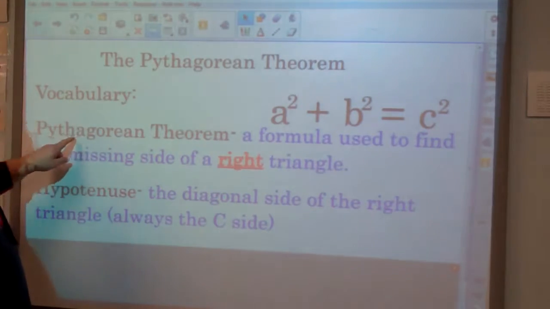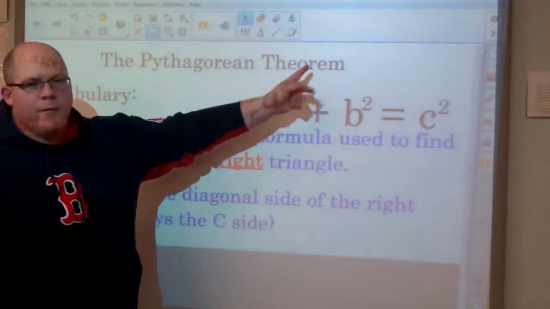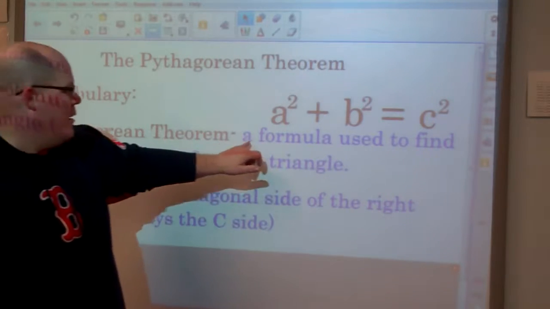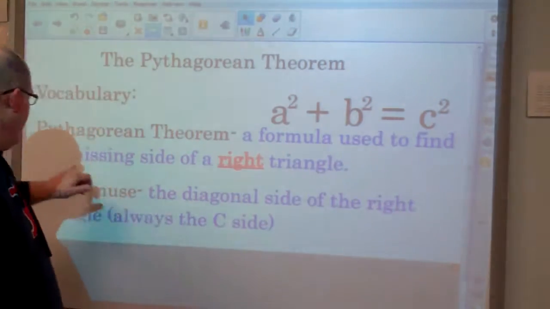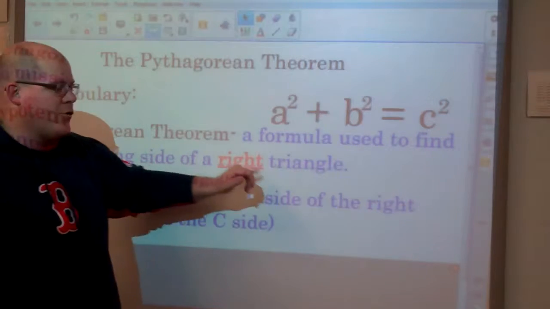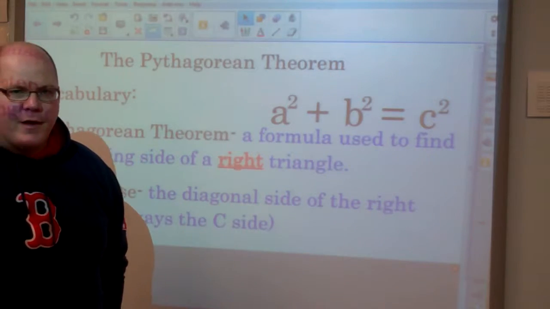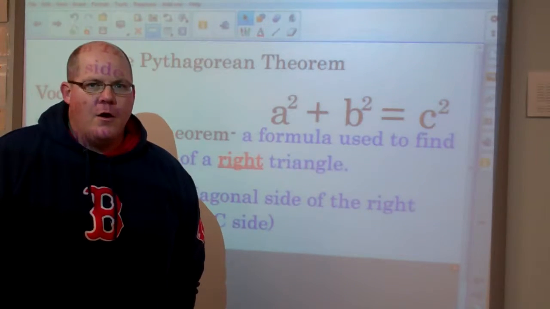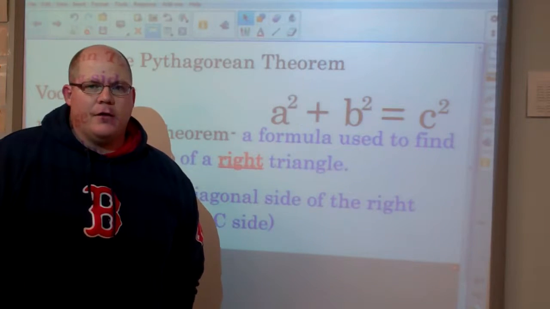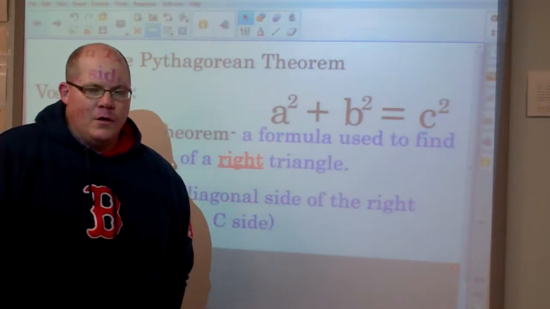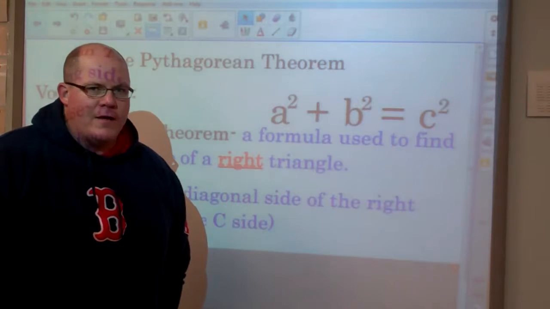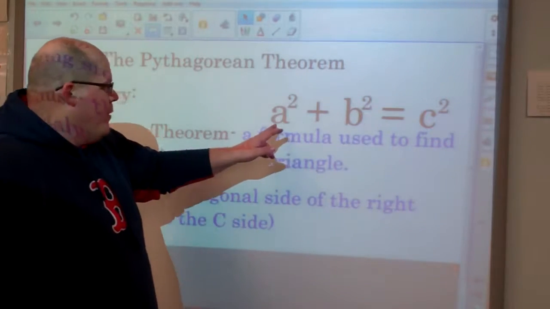The Pythagorean Theorem is a formula used to find the missing side of a right triangle. So we can only use the Pythagorean Theorem when we're looking at right triangles. Remember, a right triangle is a triangle that has a 90-degree angle. So this is only used when looking at right triangles. This is the formula that is used.